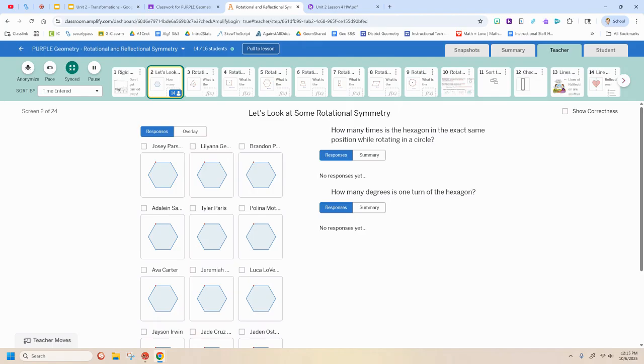Okay, so you have, what shape is this? What shape do you got? A hexagon. So it has how many sides? 6. 6 has what letter in it? Is the third letter? X. And hexagon also has the letter X. That's how you remember it, right? Okay, great. So how many times in the hexagon is the exact same position while it's in the circle?